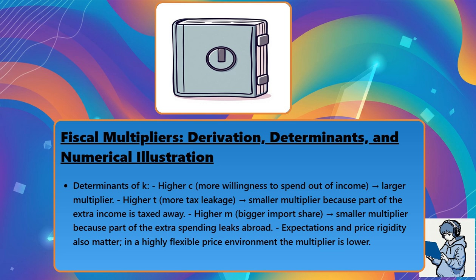Determinants of K: higher c, meaning more willingness to spend out of income, leads to a larger multiplier. Higher t, meaning more tax leakage, leads to a smaller multiplier because part of the extra income is taxed away. Higher m, meaning a bigger import share, leads to a smaller multiplier because part of the extra spending leaks abroad. Expectations and price rigidity also matter. In a highly flexible price environment, the multiplier is lower.